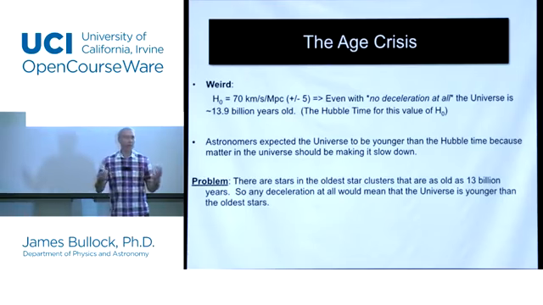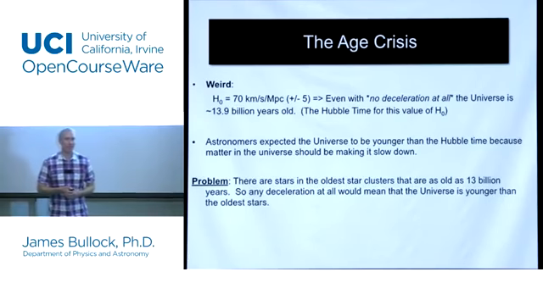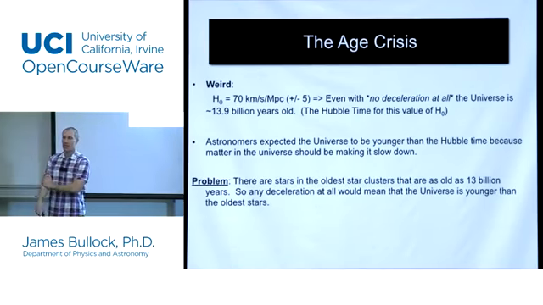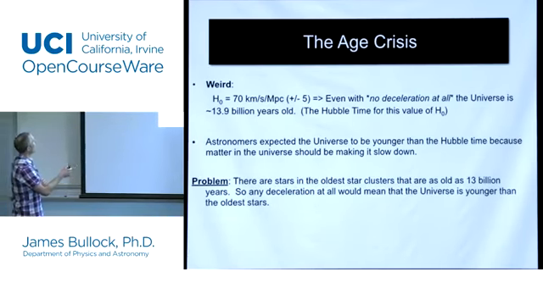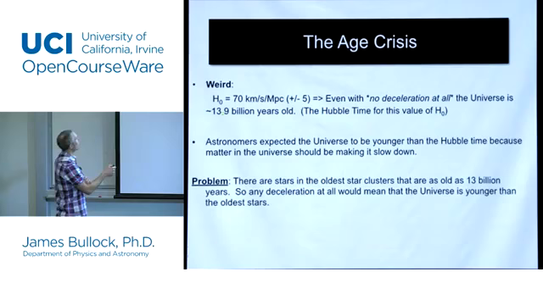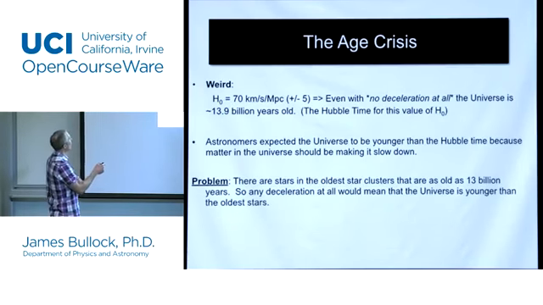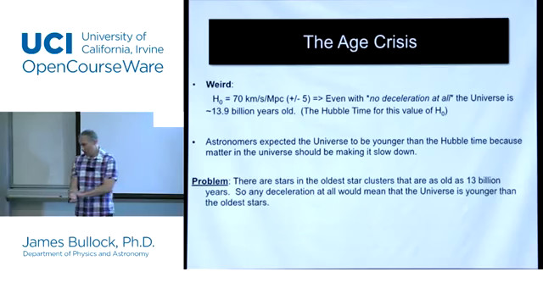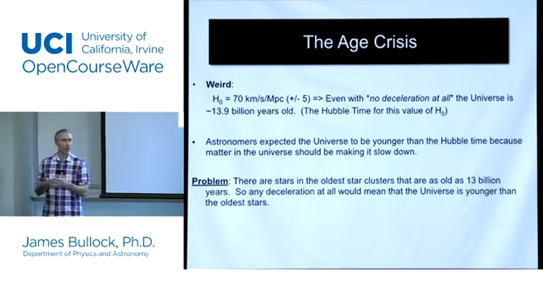However, a new age crisis appeared. And this one was even harder to understand because now we thought we had our distances under control. Specifically, if you take this consensus value of H naught and you invert it, you find that the Hubble time is about 13.9 billion years. This is definitely a long time. It's definitely older than the Earth.